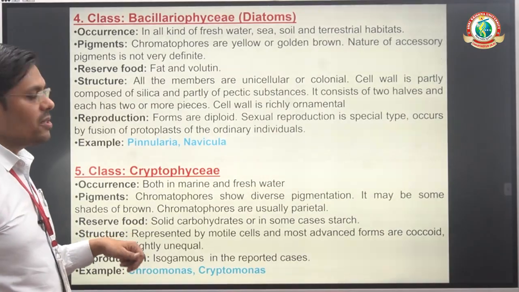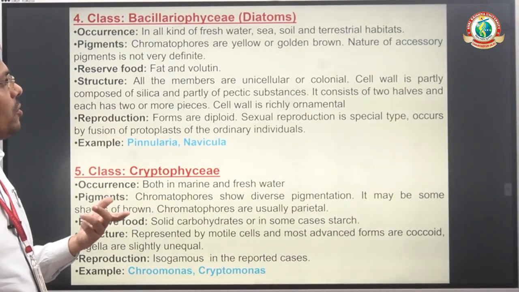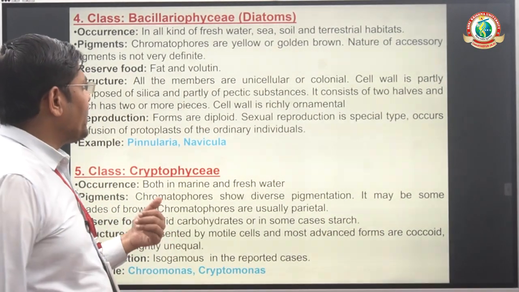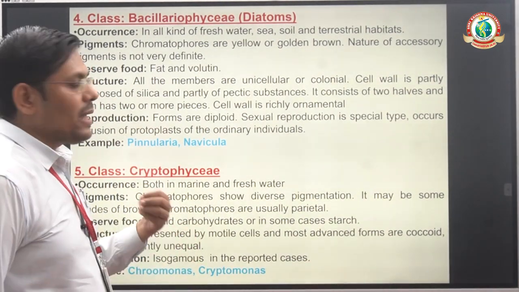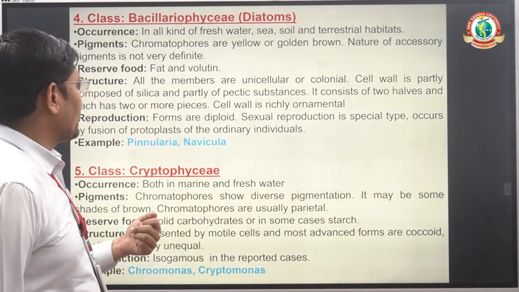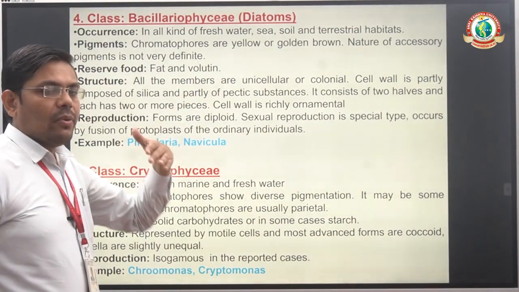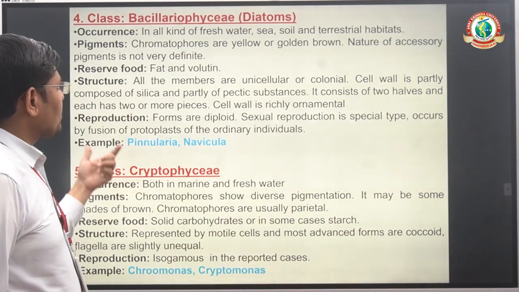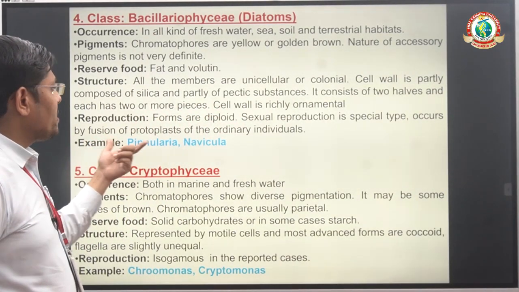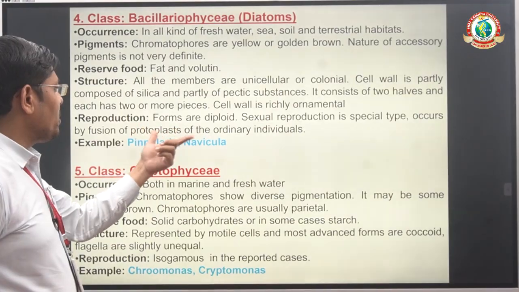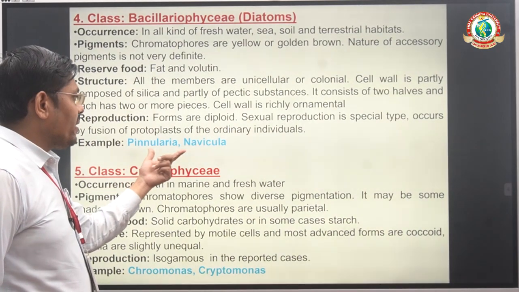Fourth is Bacillariophyceae, which we generally call diatoms, and these are generally found in fresh water, seawater, soil and some terrestrial habitats. Pigments are chromatophores, which are yellow or golden brown in color, so the thallus appears yellow or golden brown. The reserve food material is fat or volutin. Volutin is also a very important question for competitive examinations. Structure is unicellular and colonial in nature, and reproduction is asexual, or sexual in some individuals. Examples are Pinnularia and Navicula.